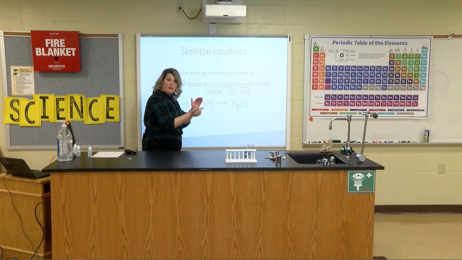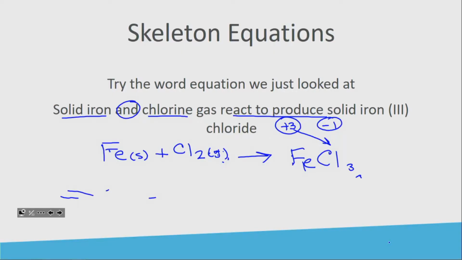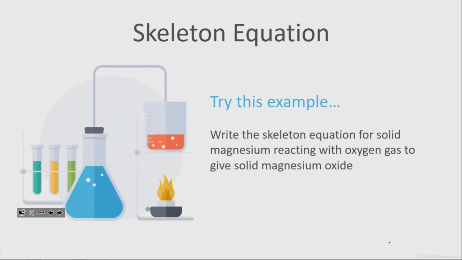So when you're writing a formula, you crisscross your charges. So I'm going to bring this 3 down as a subscript to my chlorine, and I'm going to bring a 1 down to my iron, but you should have learned from last quarter that we don't ever write the 1s. So we end up with Fe solid plus Cl2 gas goes to give FeCl3, and I told you that that was also a solid. So that's how you take those words and you go to a skeleton equation. So we're going to try another example of this.